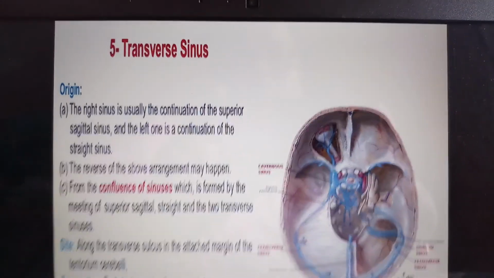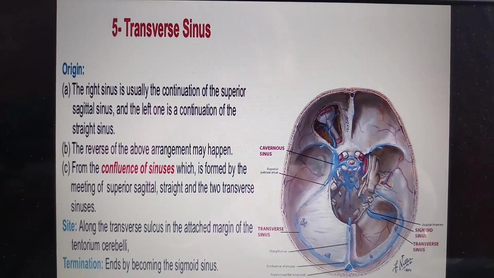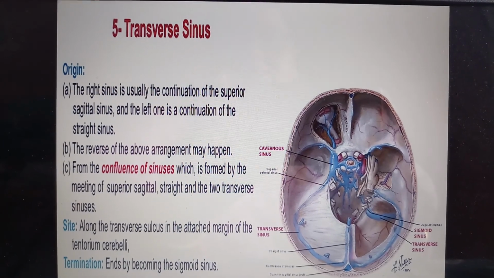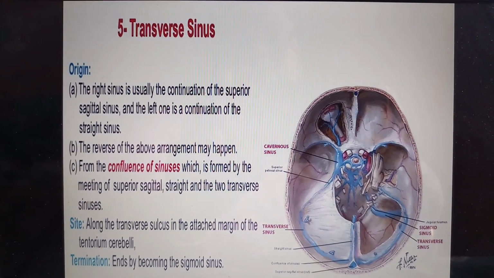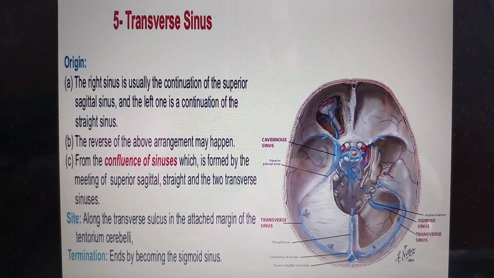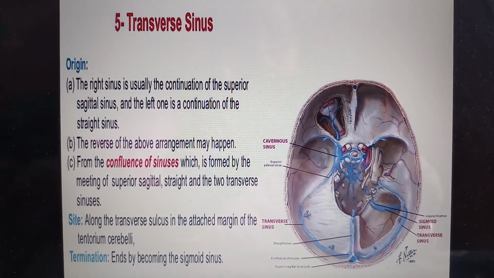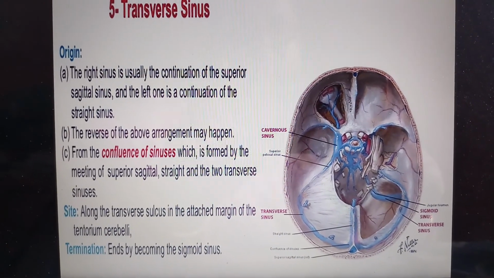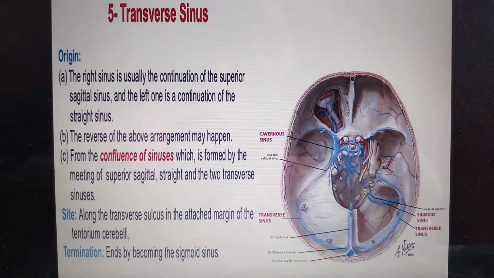Let us come again to the transverse sinus now. The transverse sinus is actually two in number, as I have already told you. They are paired sinuses. The right transverse sinus is usually the continuation of the superior sagittal sinus, and the left one is the continuation of the straight sinus. The reverse arrangement may also sometimes happen.